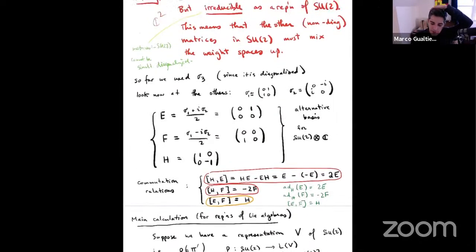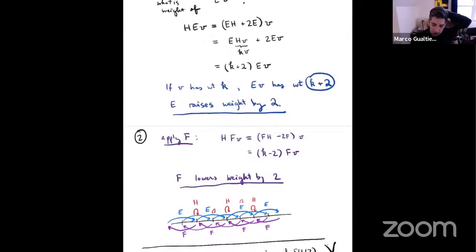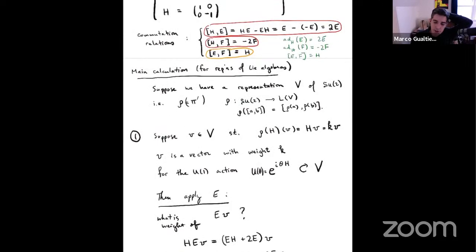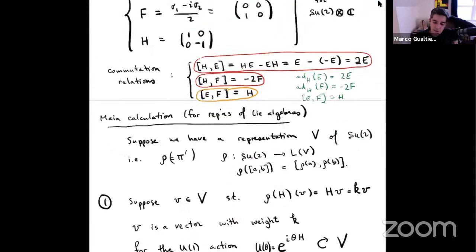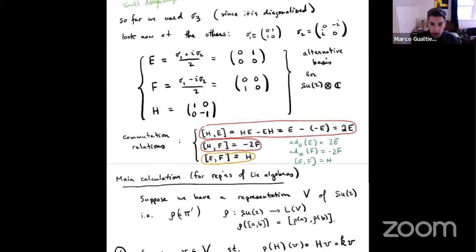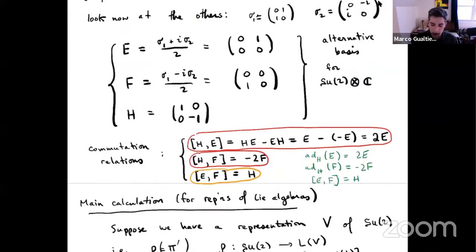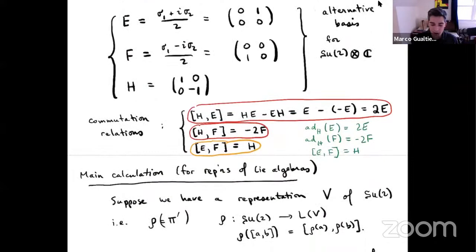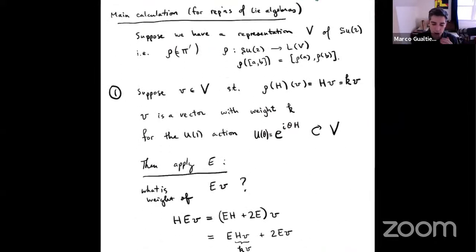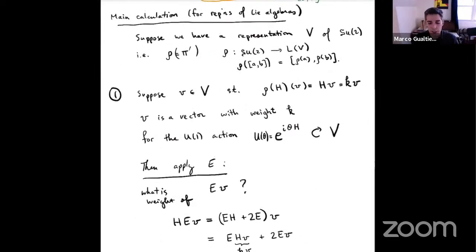So let's try to implement this. Let me go through this part carefully. If you have the notes, just keep it on this page where you see E, F, and H, and you have the commutator relations, and then I'm going to scroll up here and do this computation. This is the main calculation, the most important calculation in representation theory.